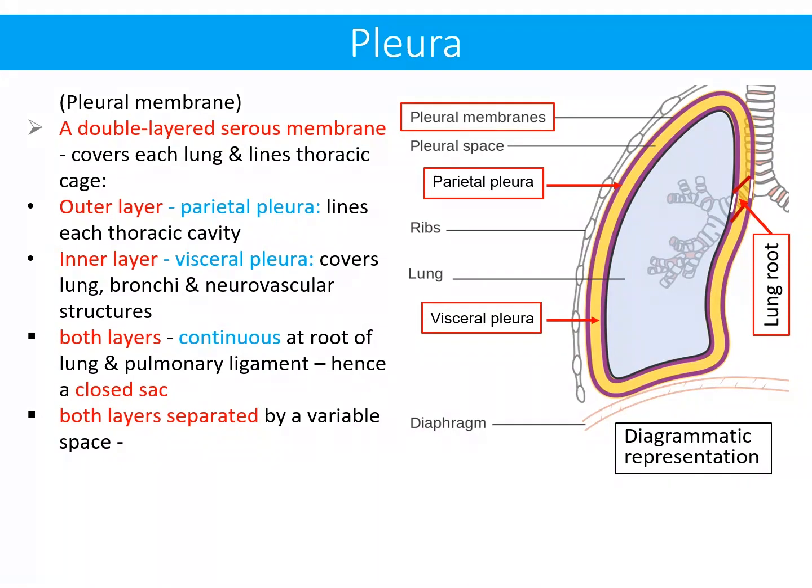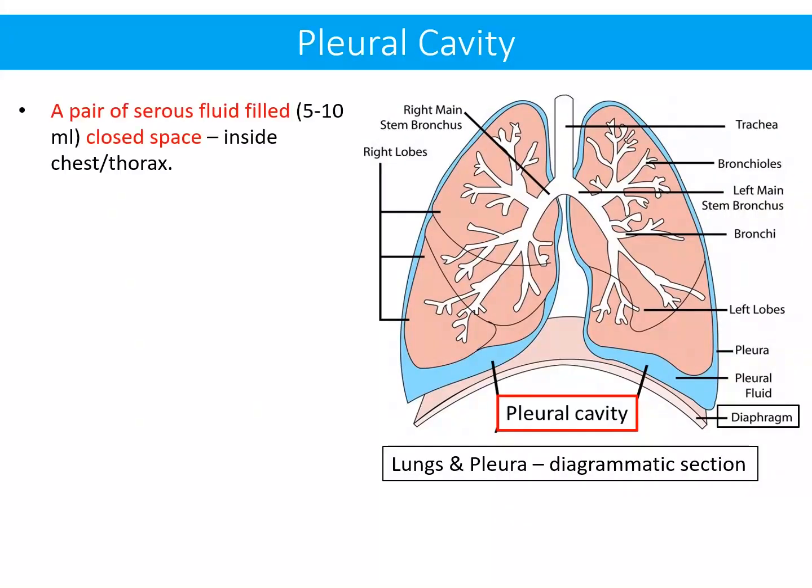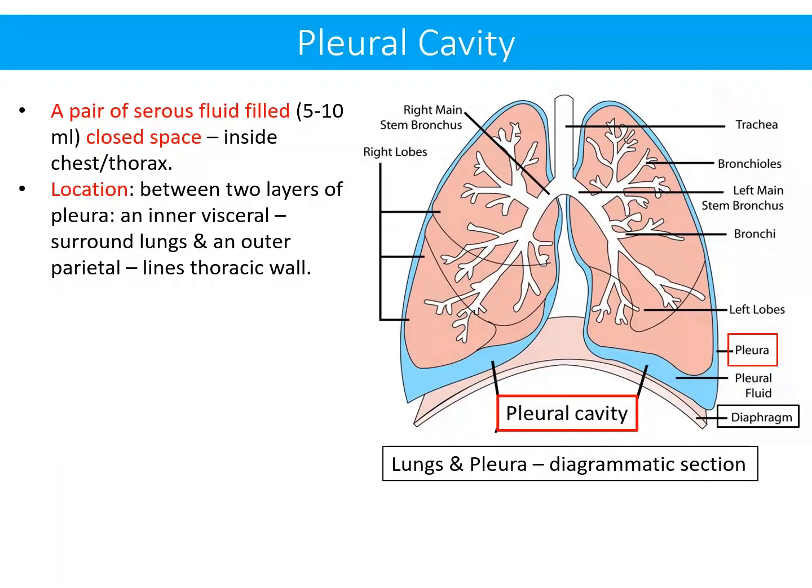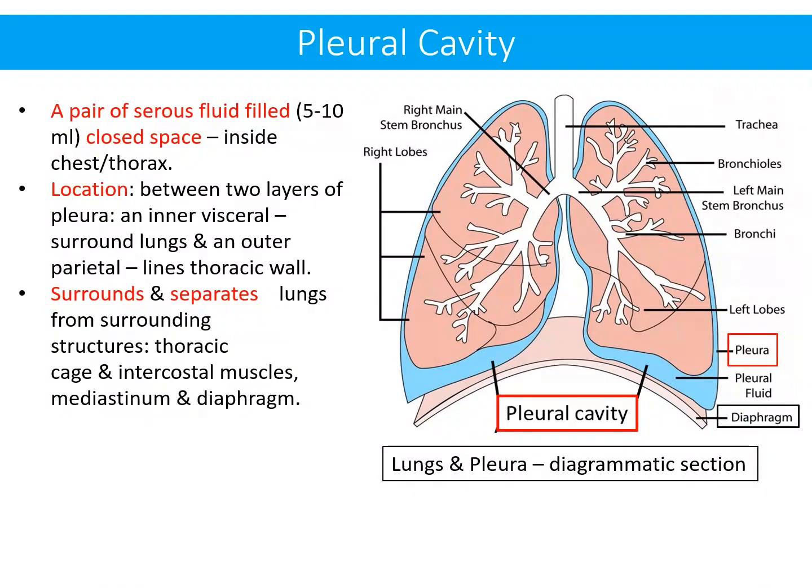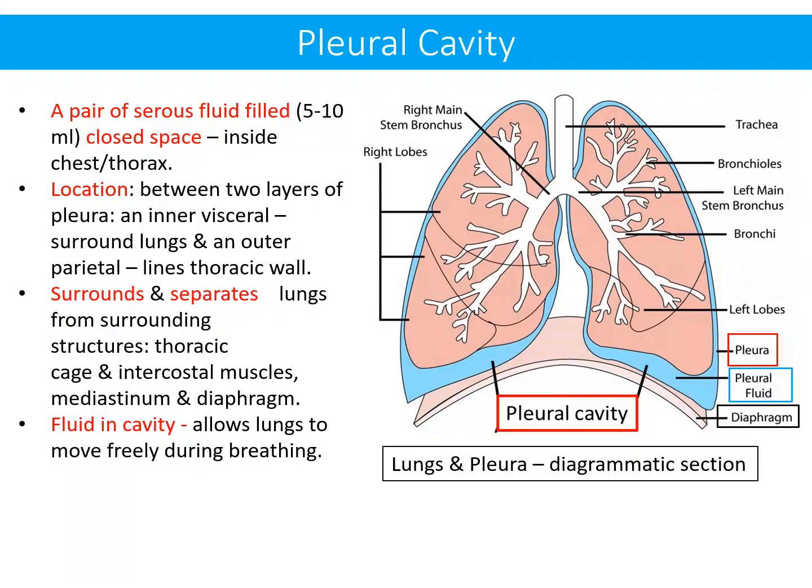Both layers are separated by a variable space, the pleural cavity. Pleural cavity is a pair of serous fluid-filled closed sac or space inside chest, located between two layers of pleura, visceral and parietal. Surrounds and separates lung from surrounding structures. Fluid in the cavity allows lungs to move freely during breathing.